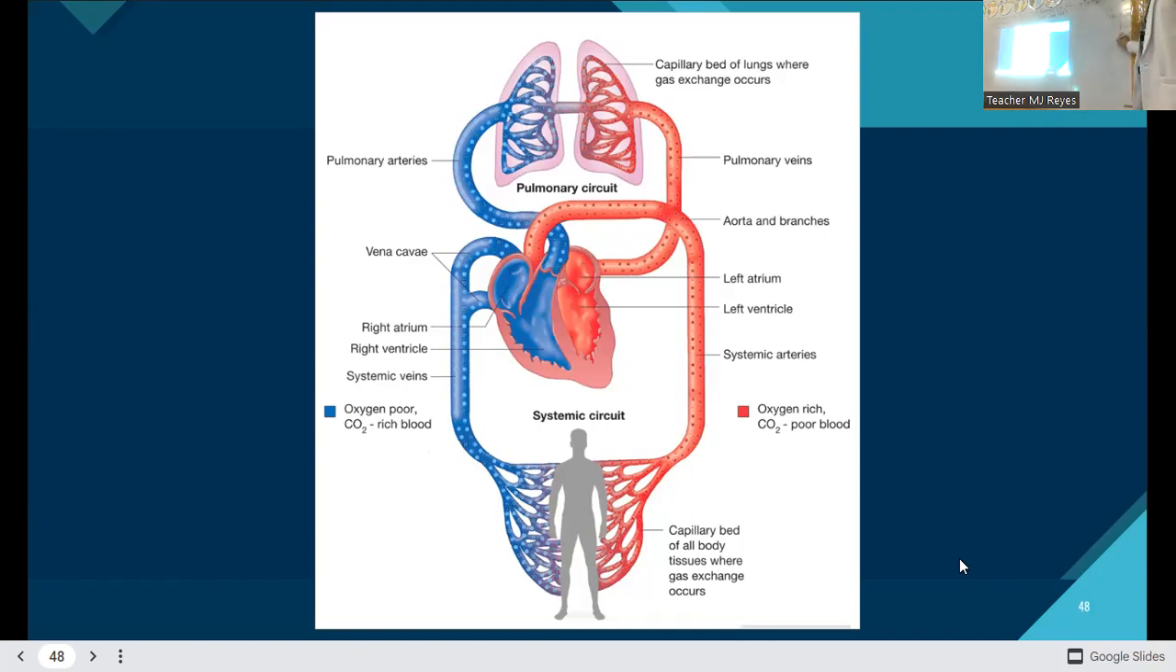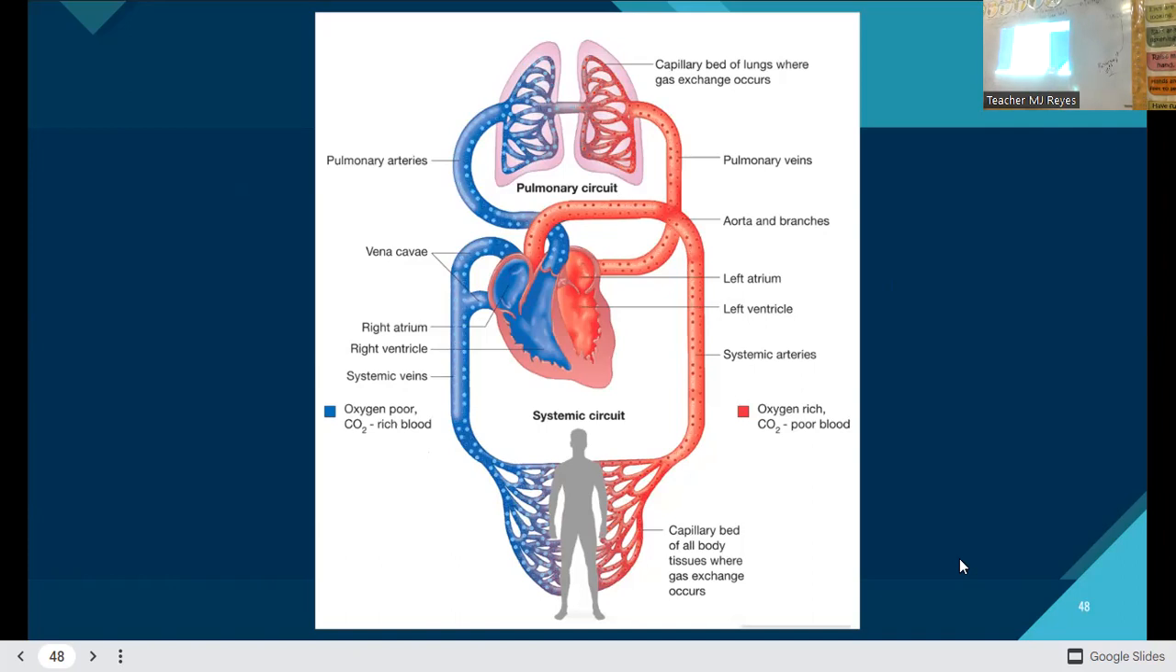From the lungs, blood will return to the heart through what? Pulmonary veins. Correct. This is the only vein that carries oxygenated blood. Here, as you can see, in this area.